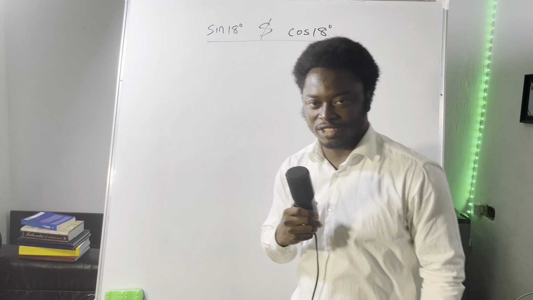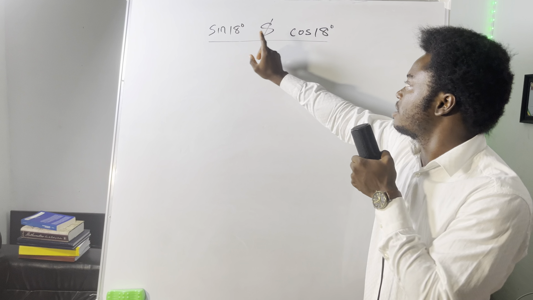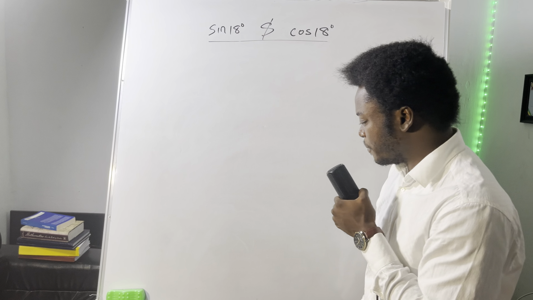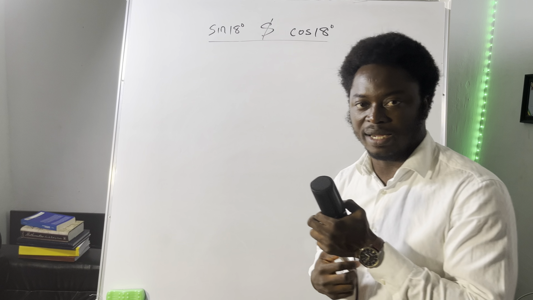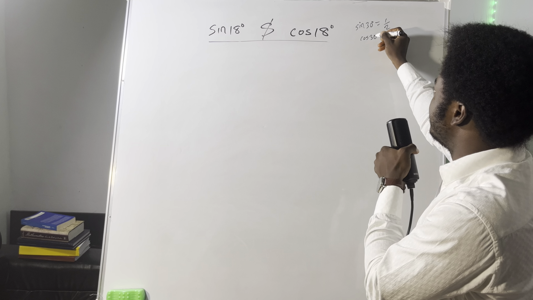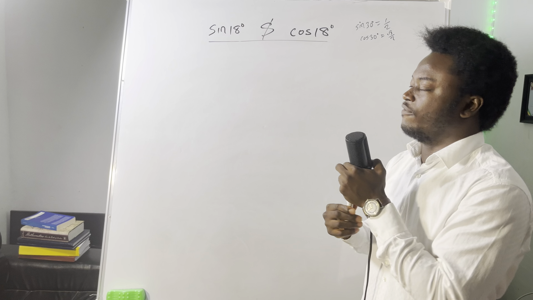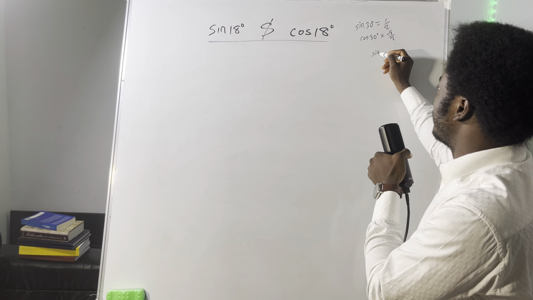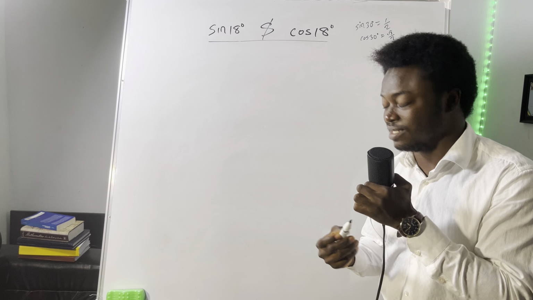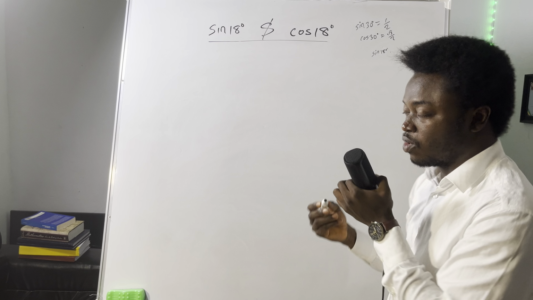Today in this video we're going to look for the values of sine 18 degrees and cosine of 18 degrees. In the previous video we already established, or we know from trigonometry, that sine of 30 degrees is half. Also cosine of 30 degrees is square root 3 over 2. Today we are going to try to find the value of sine of 18 degrees. What exactly is sine 18 degrees, and what is cosine of 18 degrees?